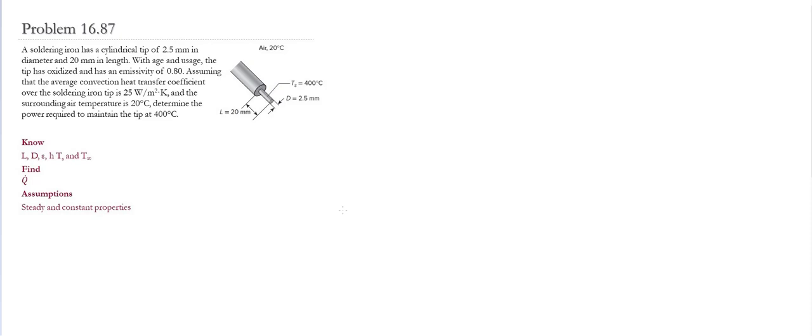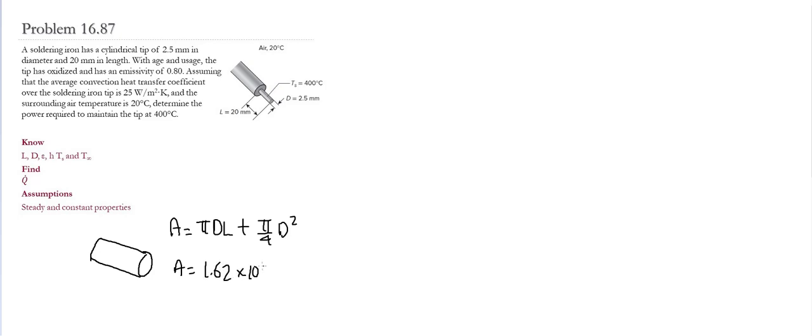at 400 Celsius. So notice that we are analyzing the tip. It is going to be a cylinder, and the area that we're going to consider is going to be the surface area plus the actual area of the tip. So we have the surface area, which is pi D L, plus the cross-sectional area, pi over 4 D squared. So the area that we are using is going to be 1.62 times 10 to the negative 4 meters squared.